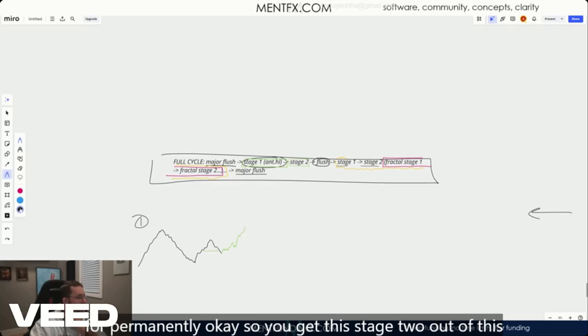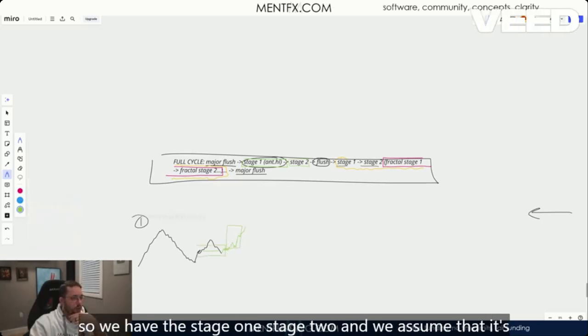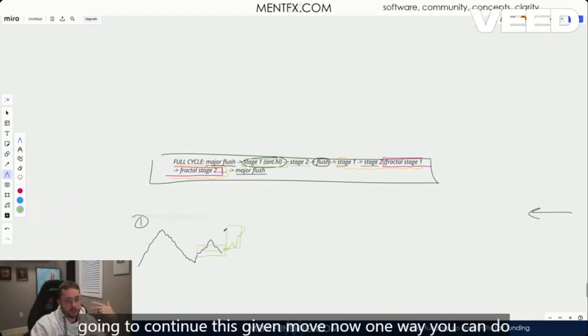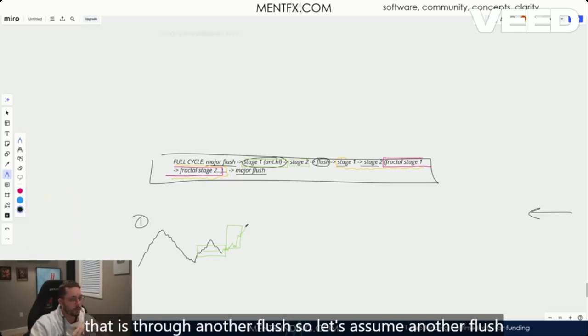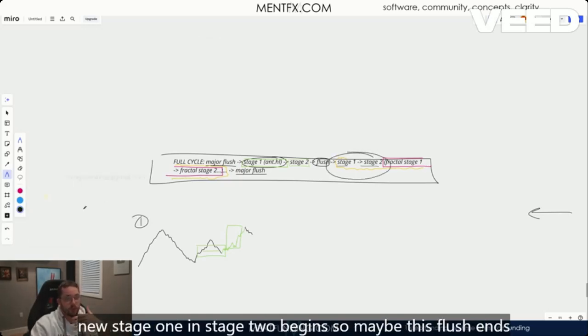So you get this stage two out of this move. Here it is, after this stage one right here had occurred. So we have the stage one, stage two, and we assume that it's going to continue this given move. Now, one way you can do that is through another flush. So let's assume another flush comes in, right? Some kind of flush enters the market, and a new stage one and stage two begins.